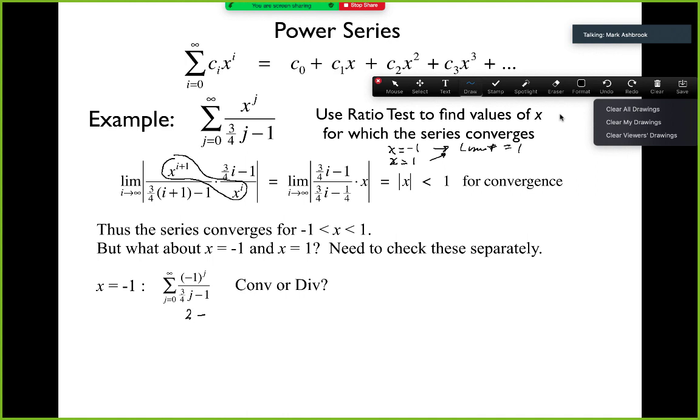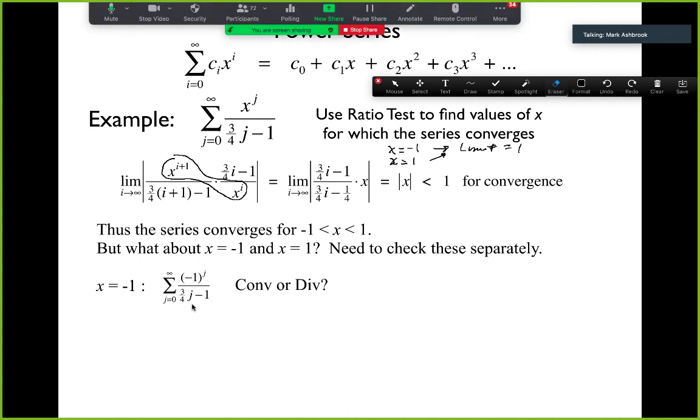So converge or diverge? Converges by the alternating series test. This thing decreases to 0 as j increases, and it alternates. That's the alternating series test, so it converges.